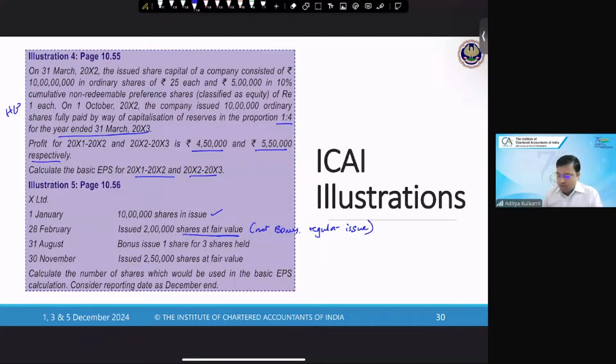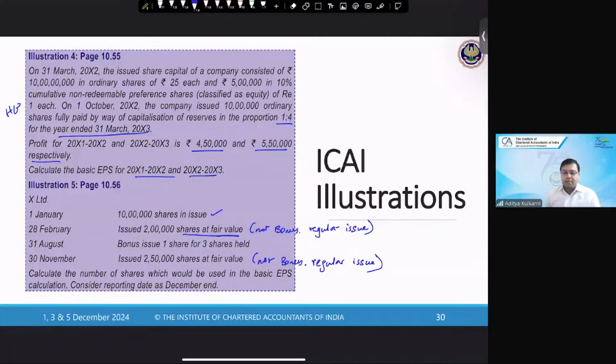Bonus issue, this will be considered right from the beginning. 30th November issued 2 lakh 50. Again, this is not bonus, but this is a regular issue. Is it okay? Yes, sir. So, do it carefully. I think you should be in a position to crack this.